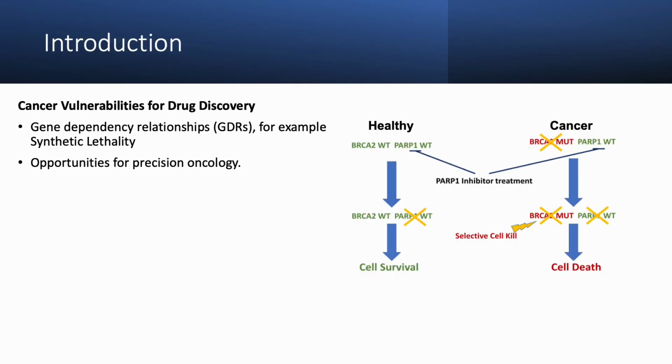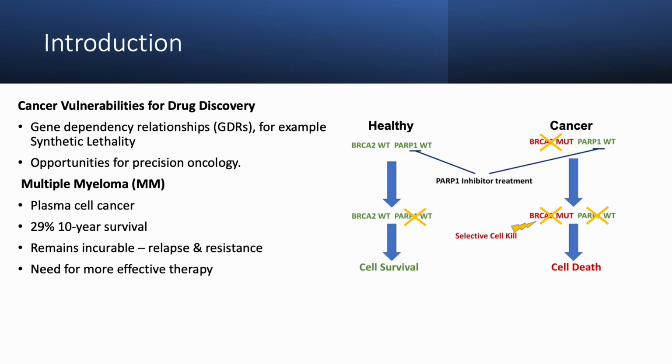Synthetic lethality is a well-known genetic dependency. For example, as shown in the image, there is a synthetic lethal relationship between BRCA and PARP genes. In healthy cells, PARP inhibition is not lethal, and the BRCA2 mutation is common in cancer cells and does not cause cell death. However, PARP inhibition will cause selective killing in BRCA mutant cells, and this provides opportunities for precision oncology.